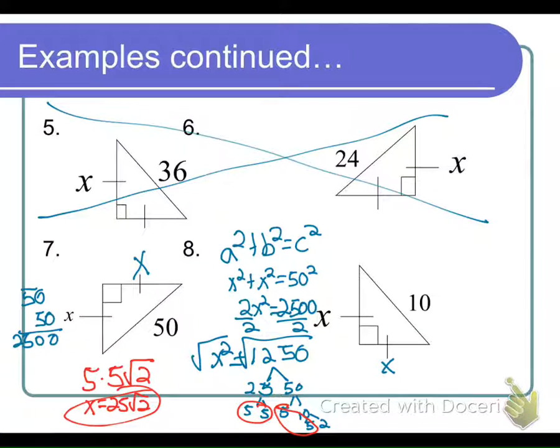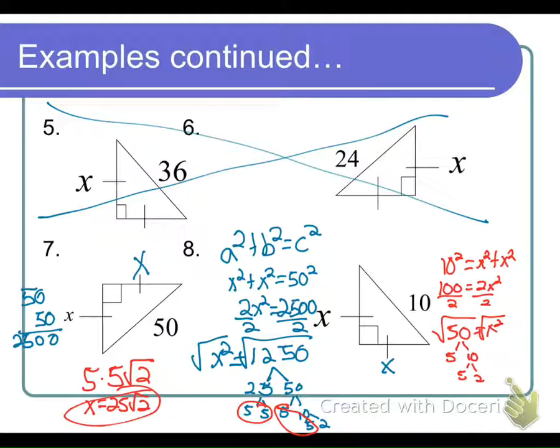Okay, and our last one, it's a similar setup. We know that we have 10 squared equals x squared plus x squared. We have 100 equals 2x squared. We're going to divide by 2. We end up with 50 equals x squared. We're going to square root both sides. We end up finding our factors of 50. What are our factors of 50? 10 and 5.